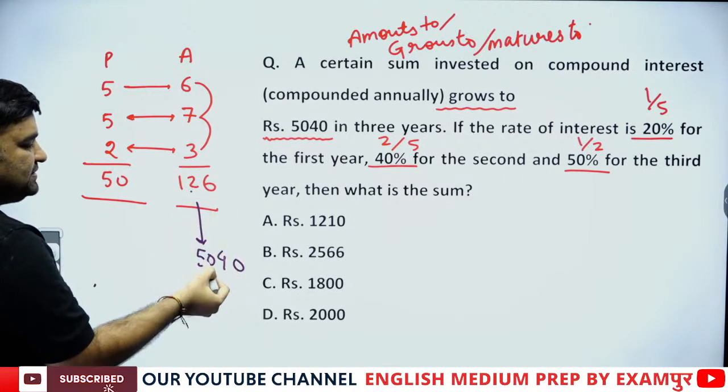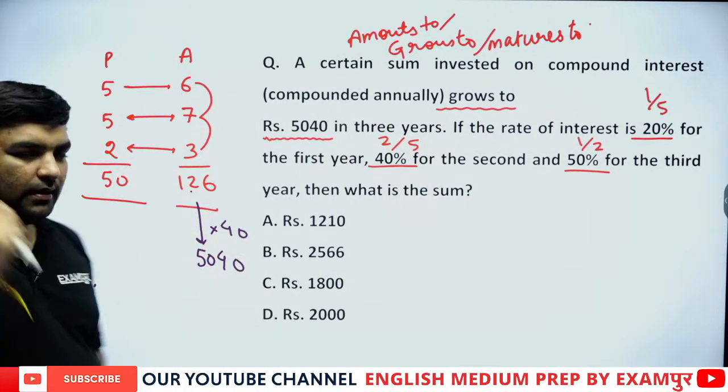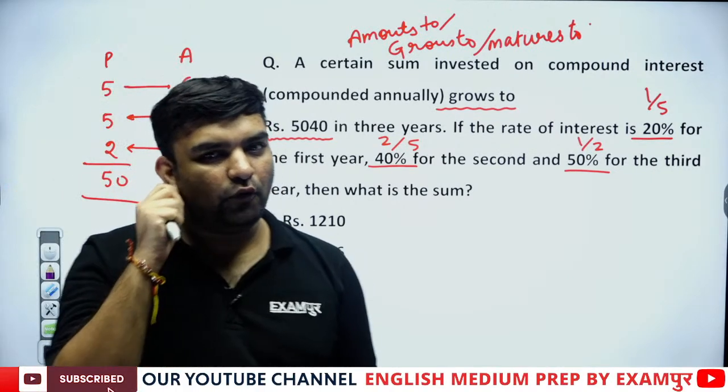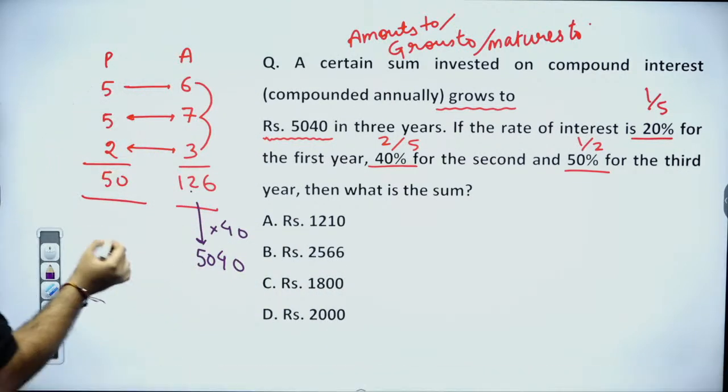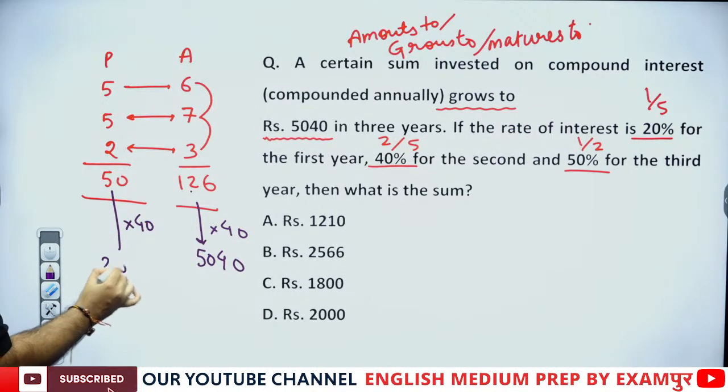4 times 126 is 504, so this is 40 times. So principal is 2000 rupees.